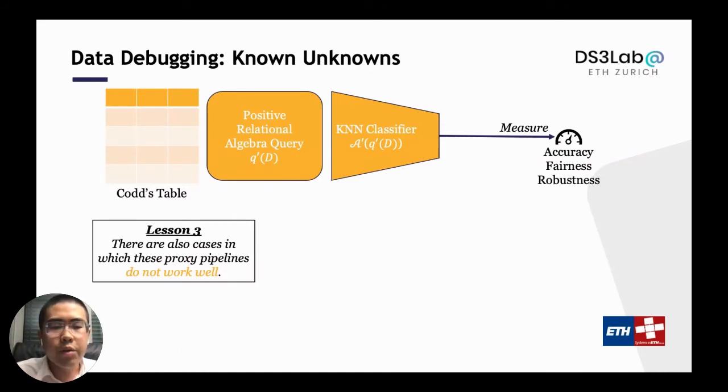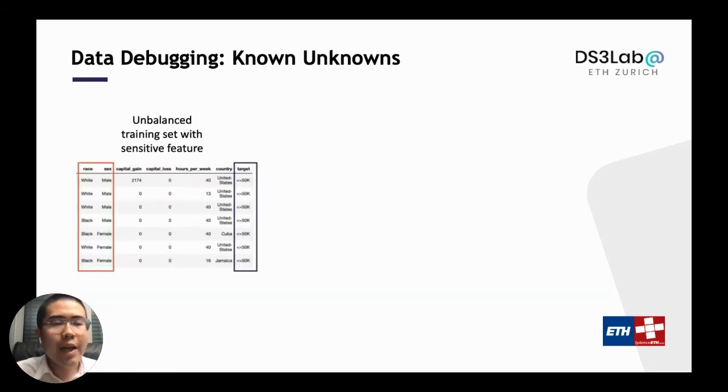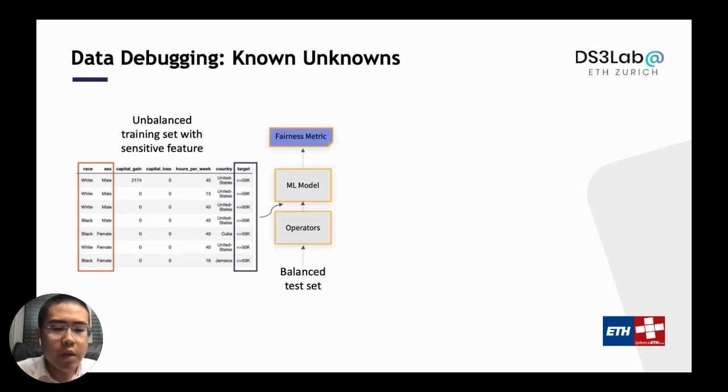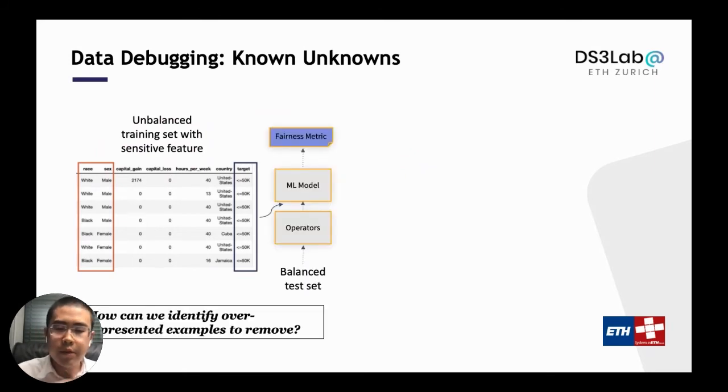The third thing that we know is that there are also application scenarios where looking at this proxy pipeline actually doesn't work well. Let me give you one example. This is an example about fairness. You have two different populations, and one of them is underrepresented.